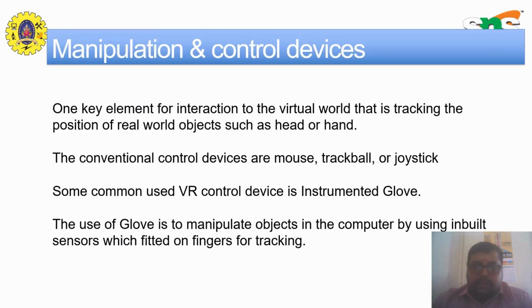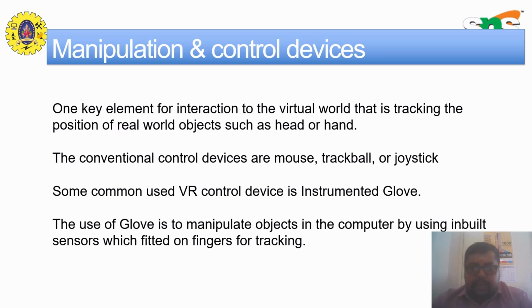This is lecture video series number 3. In this video, we're going to see about manipulation and control devices. The main key element for interaction in virtual reality is manipulation. That is, whatever activity is done by the user is replicated in the system. That is the main idea of manipulation and control devices.